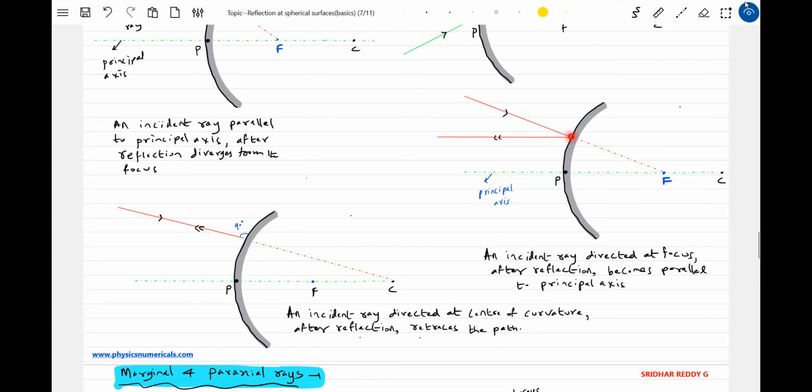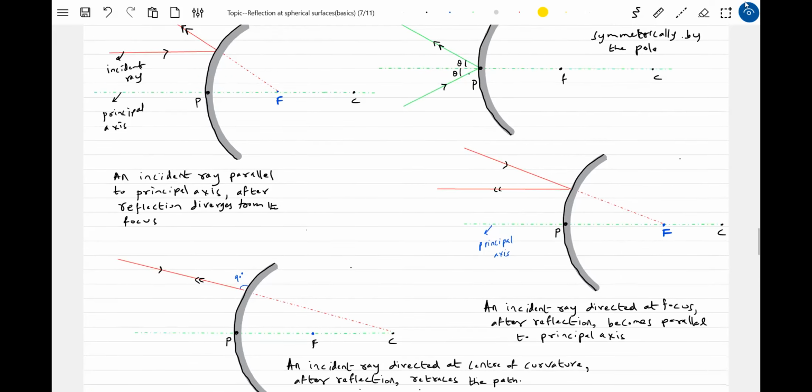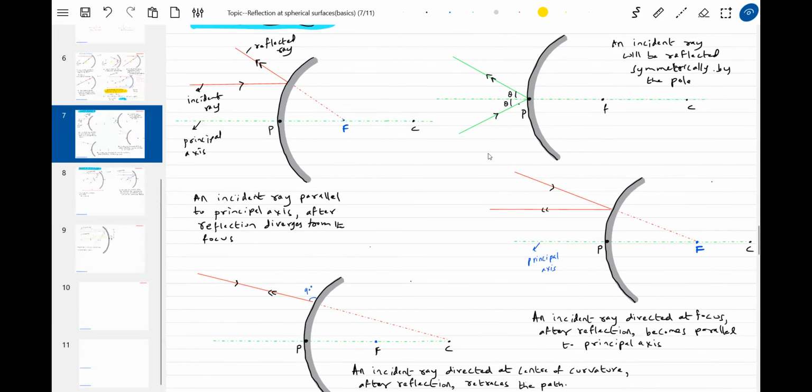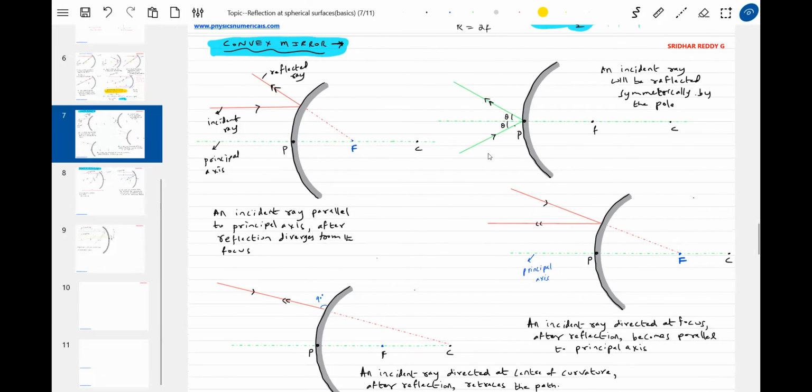The ray after reflection will become parallel to the principal axis. So these are the 4 sets of rays which I'll be using to trace an image for a convex mirror. To trace an image for a convex mirror, we use this particular condition: a ray directed at the focus, after reflection, will become parallel to the principal axis.